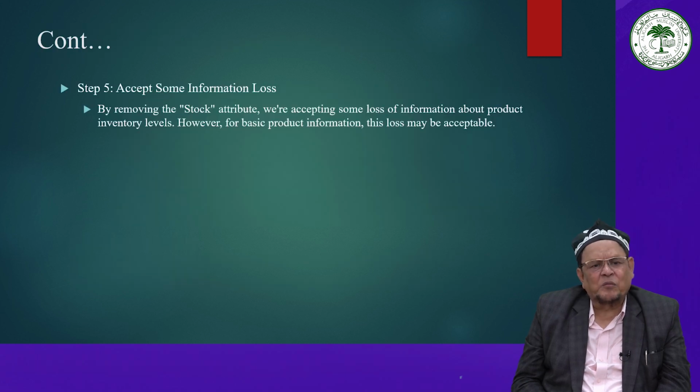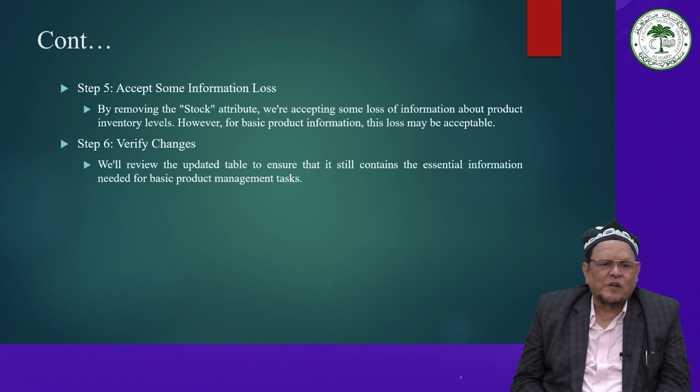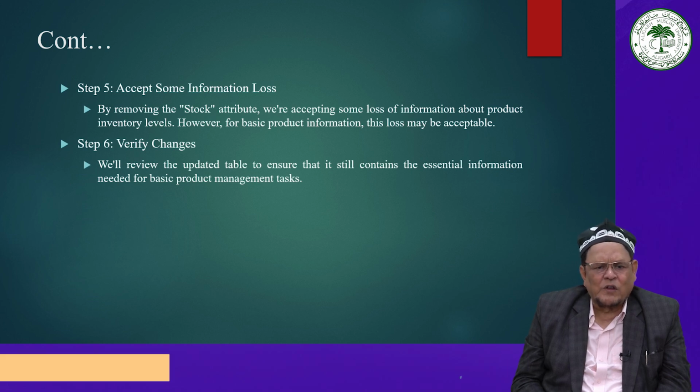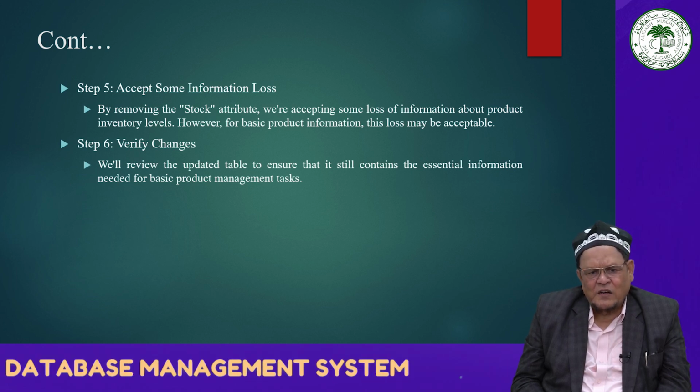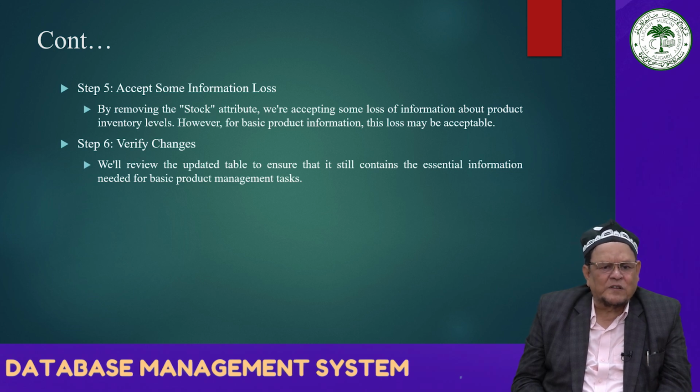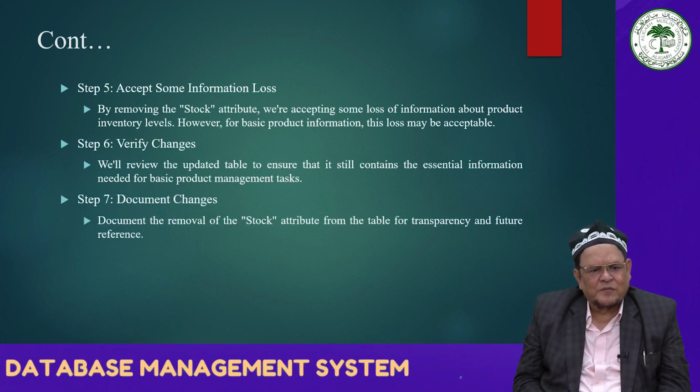Step 5, accept some information loss. By removing the stock attribute, we are accepting some loss of information about product inventory level. However, for basic product information, this loss may be acceptable. Step 6, verify changes. We will review the updated table to ensure that it still contains the essential information needed for basic product management tasks.